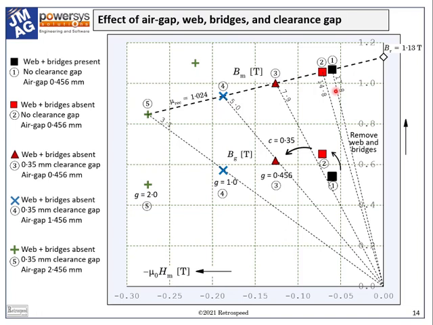The remnant flux density of the magnet is at 1.13 Tesla. And to go to that point, we would need to surround the magnet by infinitely permeable material with no air gap.